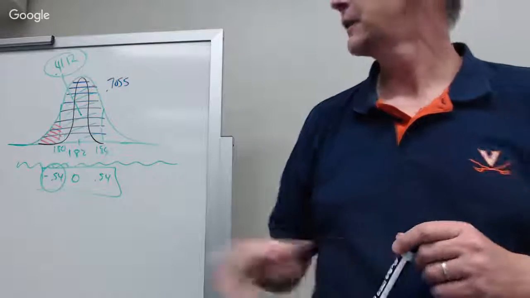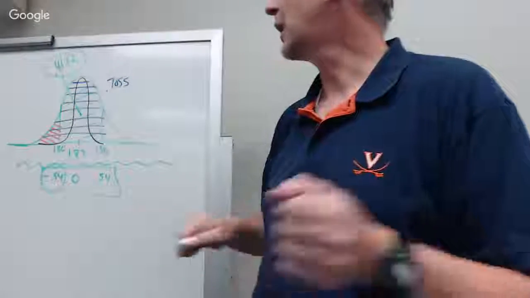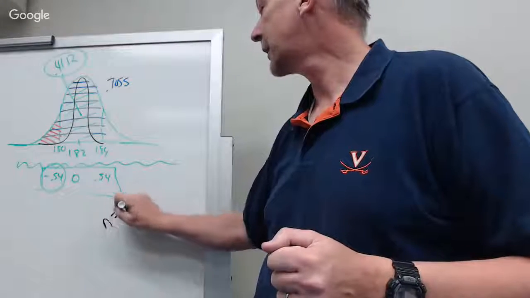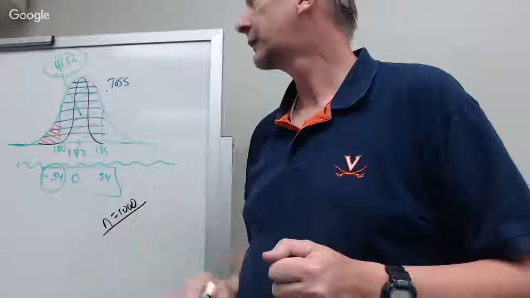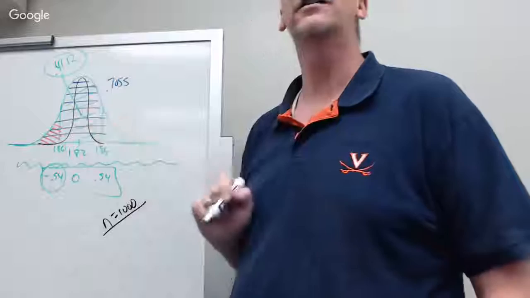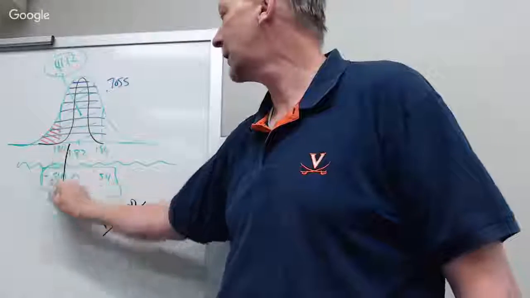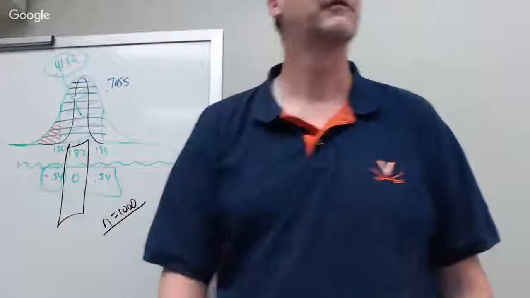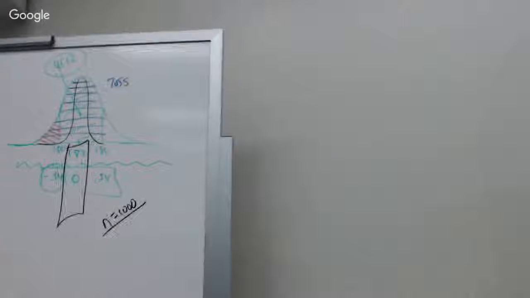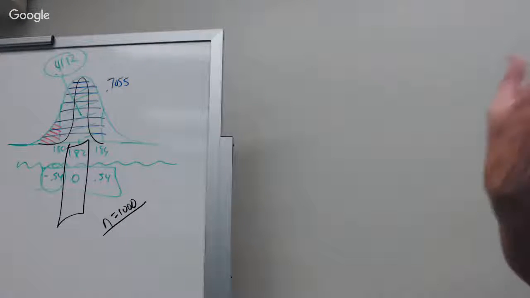So the black is the sampling distribution when n equals 1,000. You've got a much smaller standard deviation, but it's still centered at 182. So the bigger the n, the smaller your standard deviation.